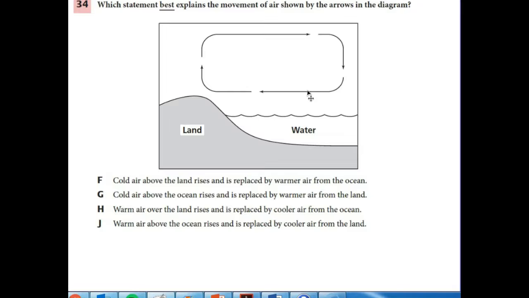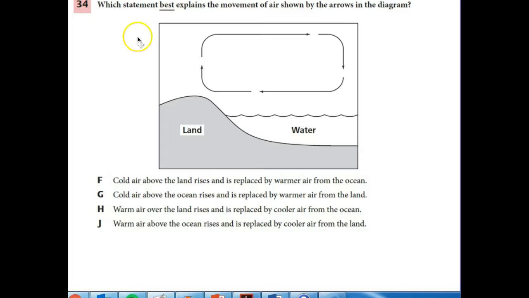At night, it's the opposite. The land cools off very quickly, the water still holds its heat. So we have a breeze coming in from the ocean. So what kind of breeze would we call this? Yes, breezes are named after the direction they come from. This is an ocean breeze.